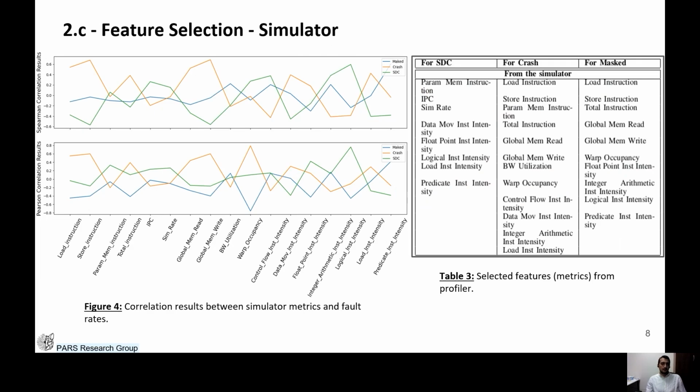A similar situation is valid for the simulator metrics. This figure represents the correlation results obtained with the simulator metrics and fault type. And this table lists our selected metrics. For example, load instruction for the crash faults with Pearson correlation results has a correlation value which is above 0.2, and the other metrics are selected in this manner.